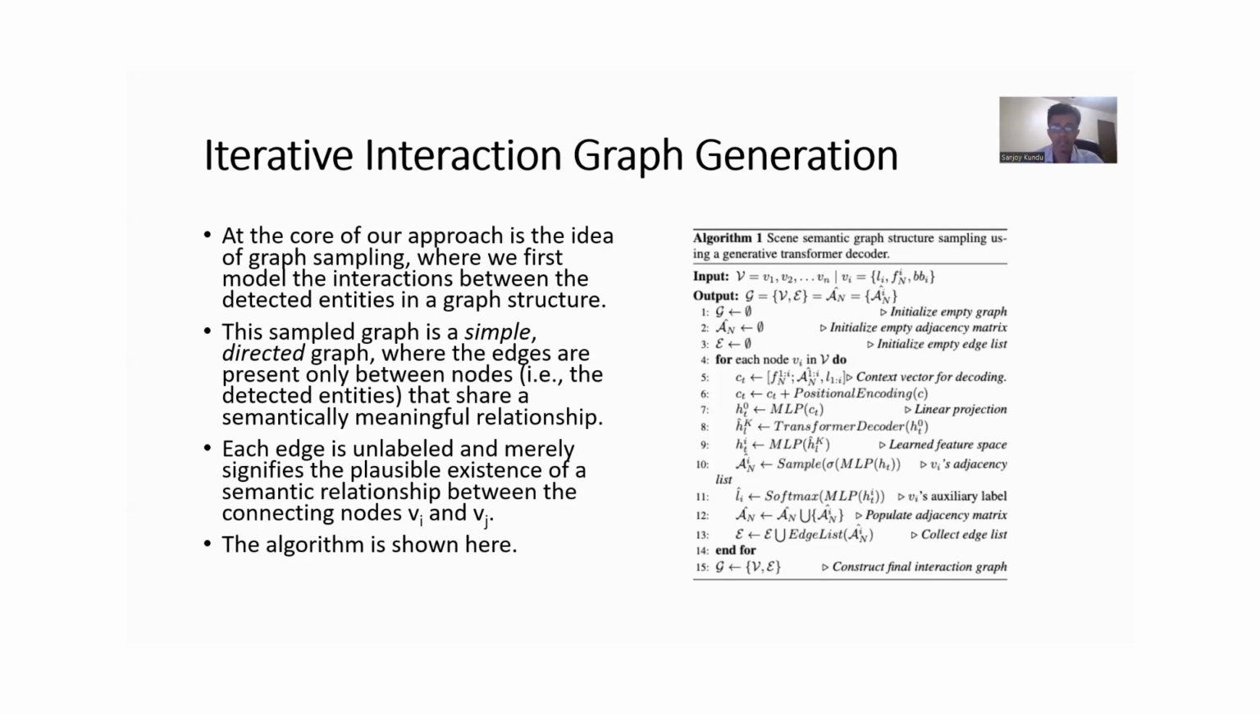Once we have that, we iterate over all the nodes in the node list and find a context vector conditioning on each node's features, the previously decoded adjacency matrix up to the current step, and hypothesized labels. After adding a positional encoding, we project the context vector to a linear space and decode it with a transformer decoder and find the adjacency list of the current node. We iteratively update the adjacency matrix and the edge list with each node looking through the node list.